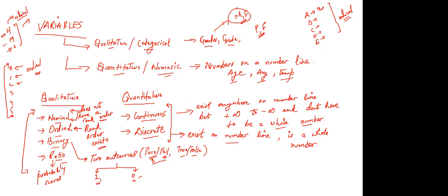Discrete जो है वो भी number line पे exist करते हैं, but they will always be whole numbers. Okay, so whenever you're talking about discrete, it will be 1, 2, 5, 10, 15, something like that. Continuous can be any number, including fractions. Okay. All right. ठीक है. Quickly write down this.